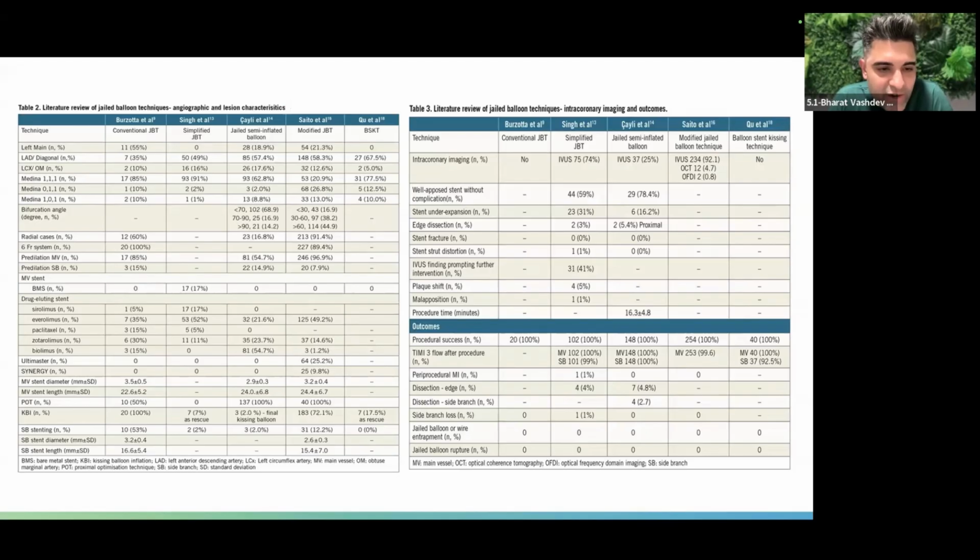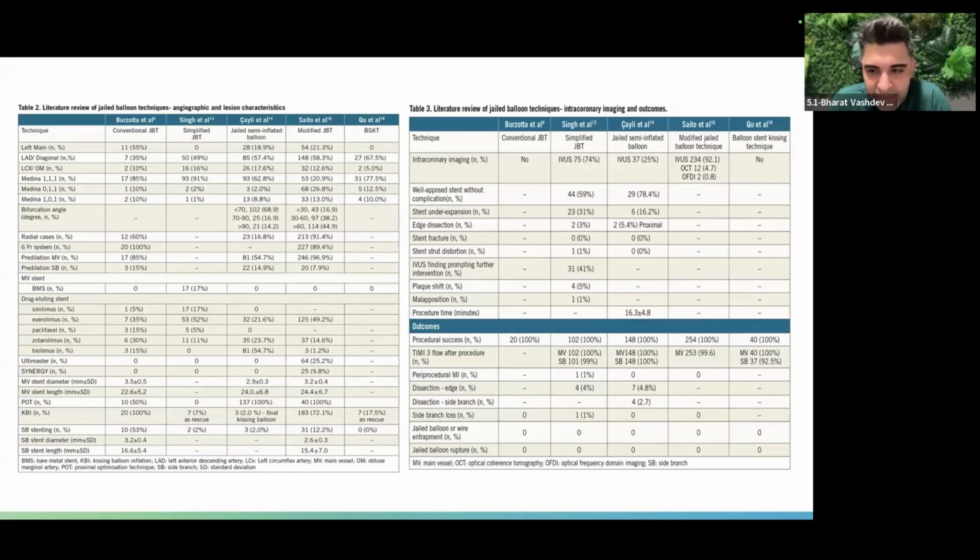A lot of these studies vary in terms of the vessels that were treated. For example, the simplified jailed balloon didn't involve left mains at all. Whereas the conventional jailed balloon and the modified jailed balloon by Saito included left mains, just like how I showed you in the case earlier. And in terms of procedural success, all of these publications had 100% success.